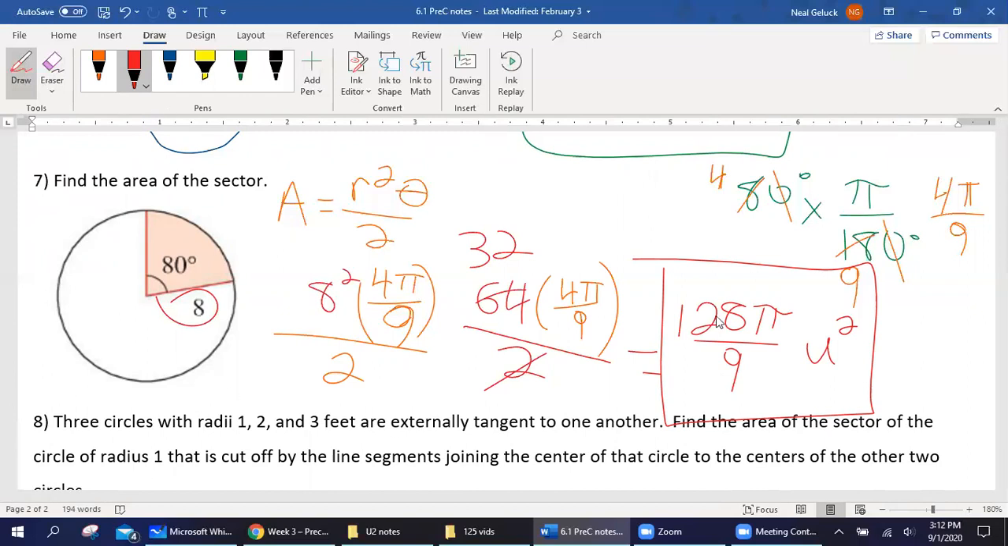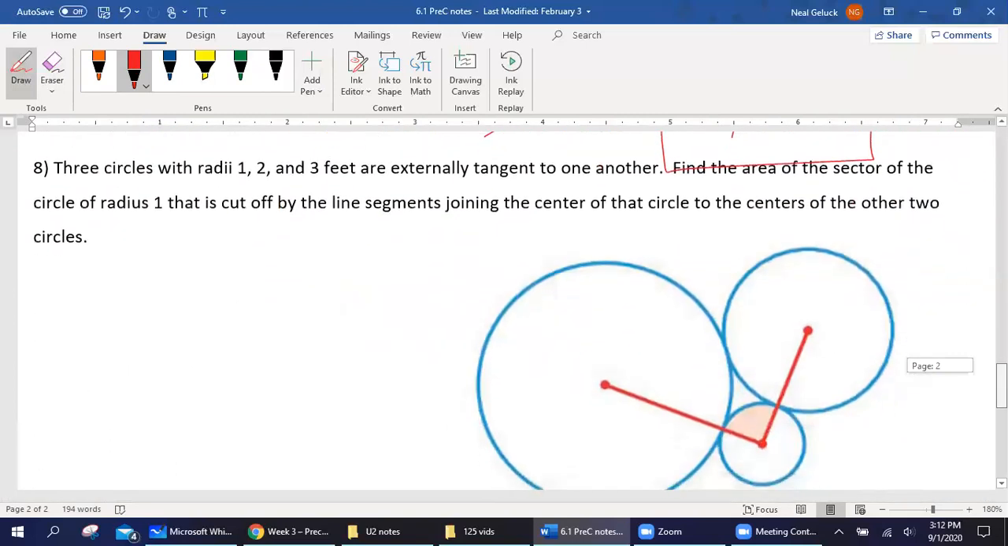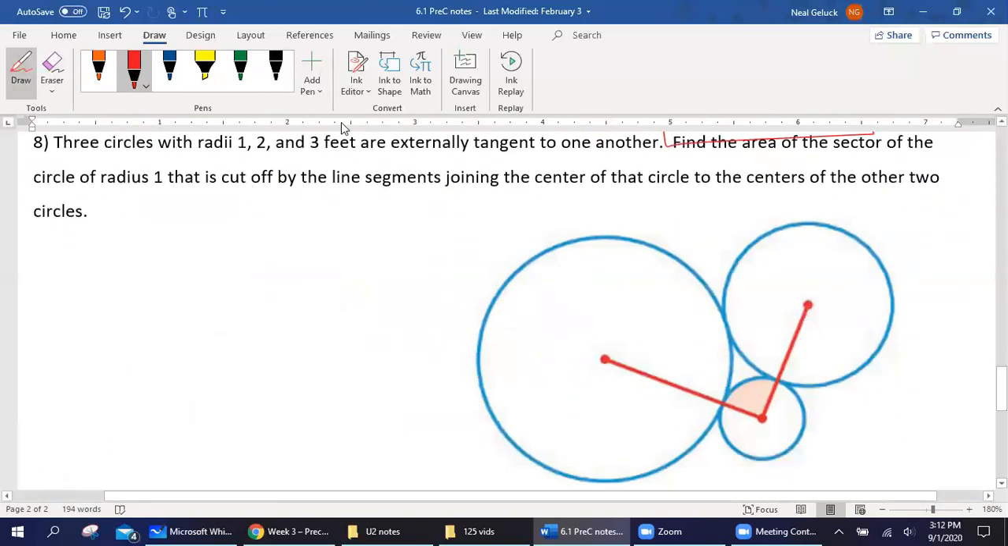The last problem is actually a really interesting one. And it technically is an area of a sector problem, but I'm going to show you that we don't actually need the formula for the area of a sector for this one. So 3 circles that have radii 1, 2, and 3 feet are externally tangent. Basically, they bump against each other like we could see here. So this smaller circle must be 1 for its radius. The middle sized circle has a radius of 2. And the longest circle has a radius of 3.